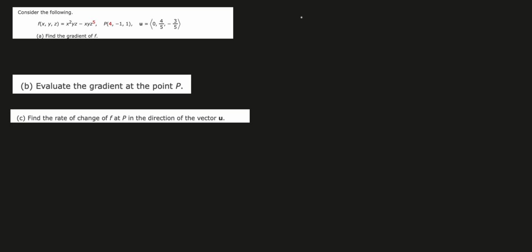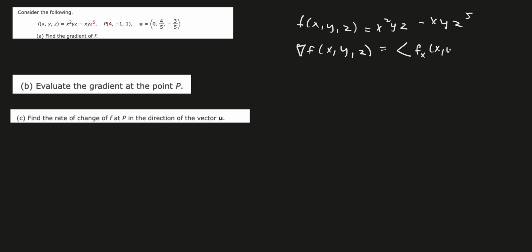So let's do that. Our function f of x, y, z is equal to x squared yz minus xyz to the fifth. Finding the partial derivatives is necessary in order to find the gradient, because the gradient of our function at x, y, z is just equal to the collection of all partial derivatives. So it's the partial derivative with respect to x, with respect to y, and with respect to z.